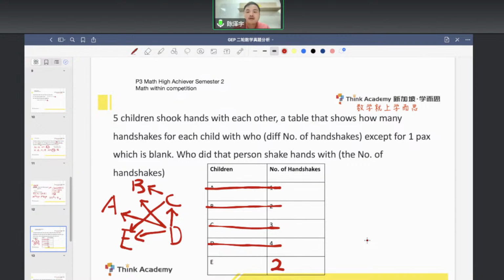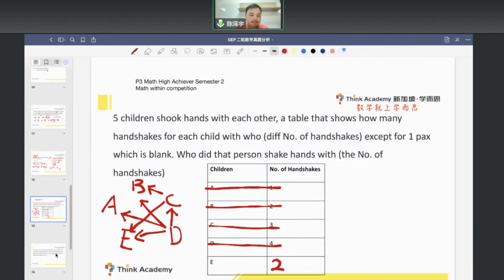So for this question, it can be quite difficult if the student didn't learn about this topic, maths within competition, and they don't know how to draw out this diagram. Because based on the table, it's very hard to tell who shakes hands with who. Therefore, the best method to solve such a question is to draw out a diagram like this. Arrange them in a circle and draw the arrows. It helps you better visualize.